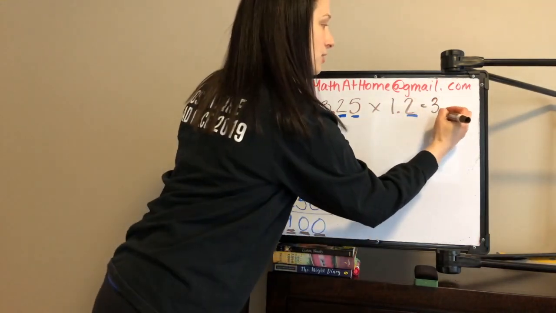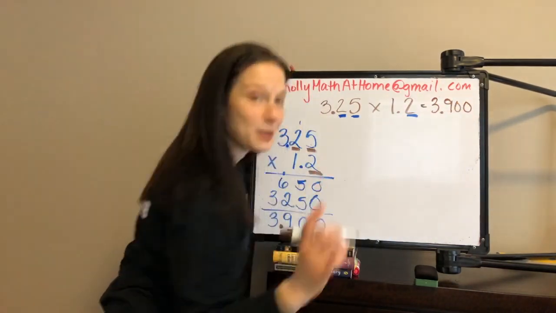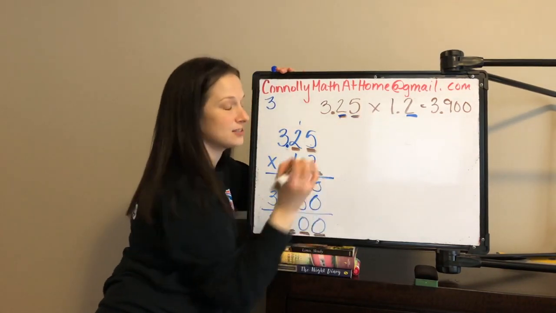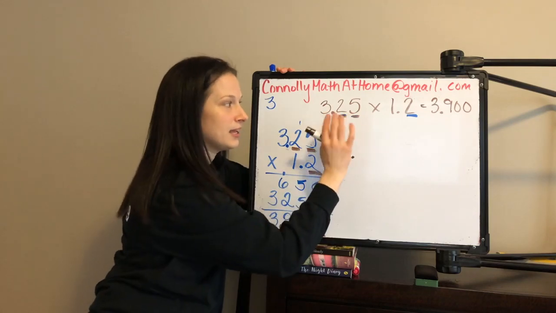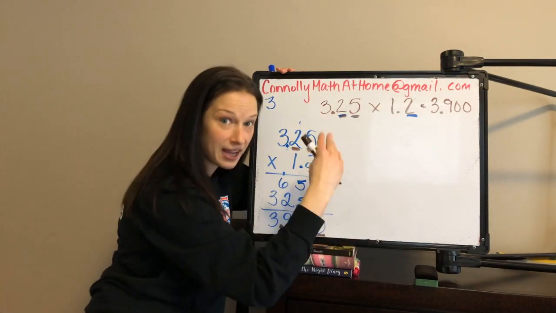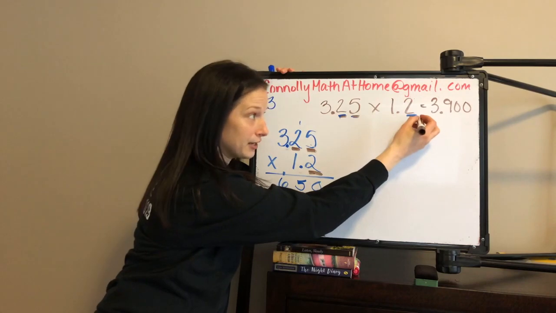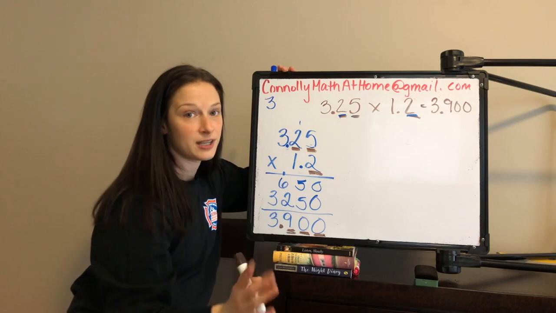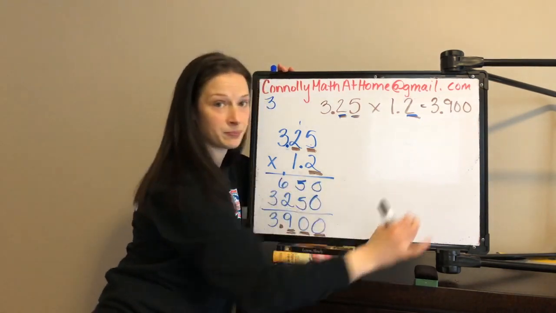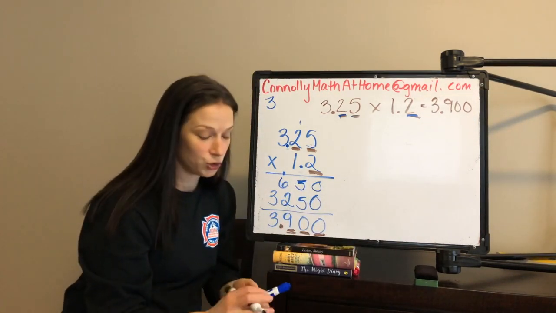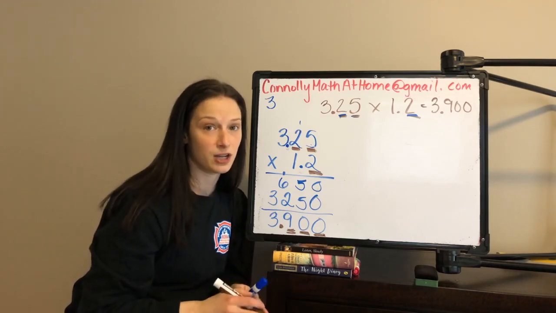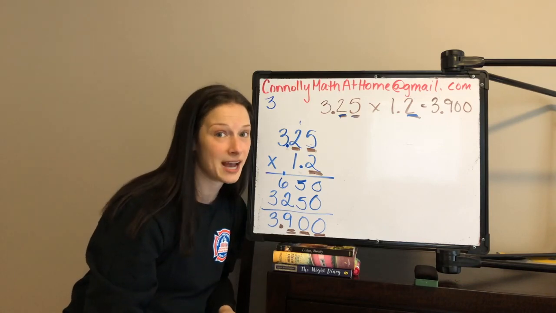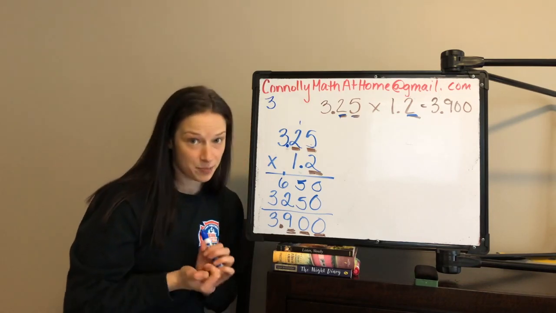But I just want to point out to you one more time that the number of digits to the right of the decimal in the factors combined, 1, 2, 3, is how many digits we'll have to the right of the decimal in the product. 1, 2, 3. Okay? If you did not watch the videos that I was talking about at the beginning, make sure you go back and watch because it's really important to understand what is happening. Okay? Last example.